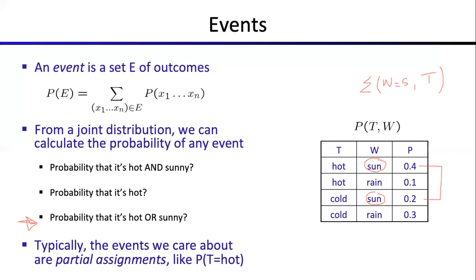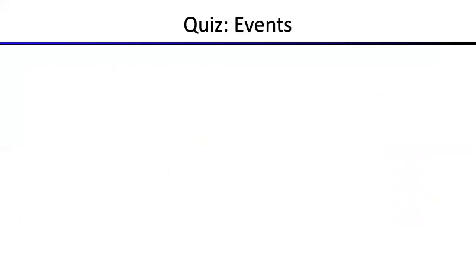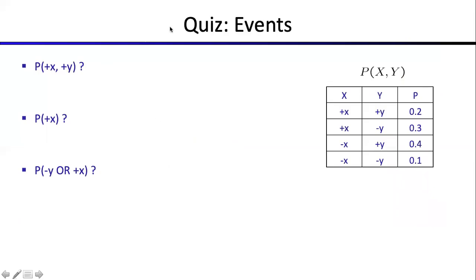So these are partial distributions, or in a way you are saying that you have generated subtables from these joint distribution tables. I mean, here is a small exercise for you. You can actually try to do this exercise. Here the probability of plus x comma plus y, the probability of plus y, the probability of minus y or plus x.